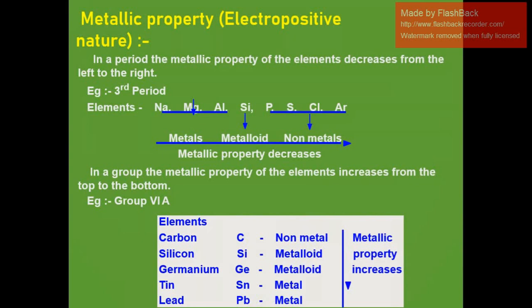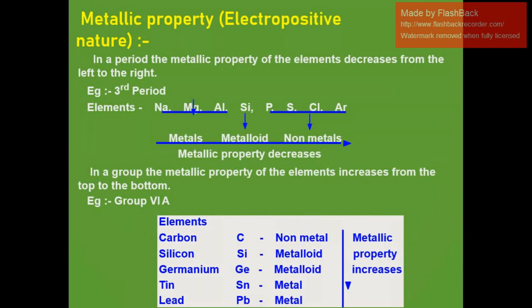As we move across a period, that is from left to right, the number of valence electron increases from 1 to 7. As a result, the effective nuclear charge acting on the valence electron increases, and hence the tendency of the element to lose electron decreases. So we can say, on moving from left to right in a period, the metallic character decreases. Is it clear? Let us see the variation in a group.